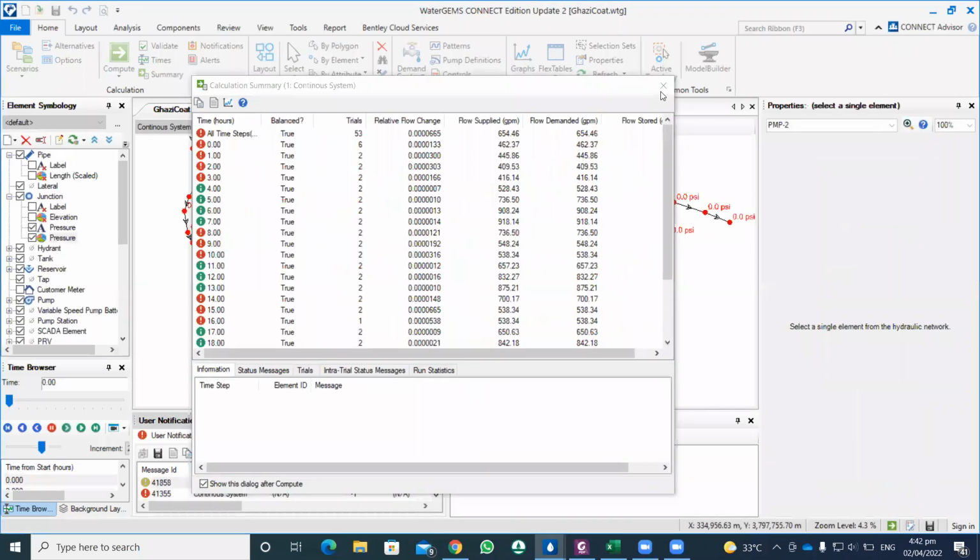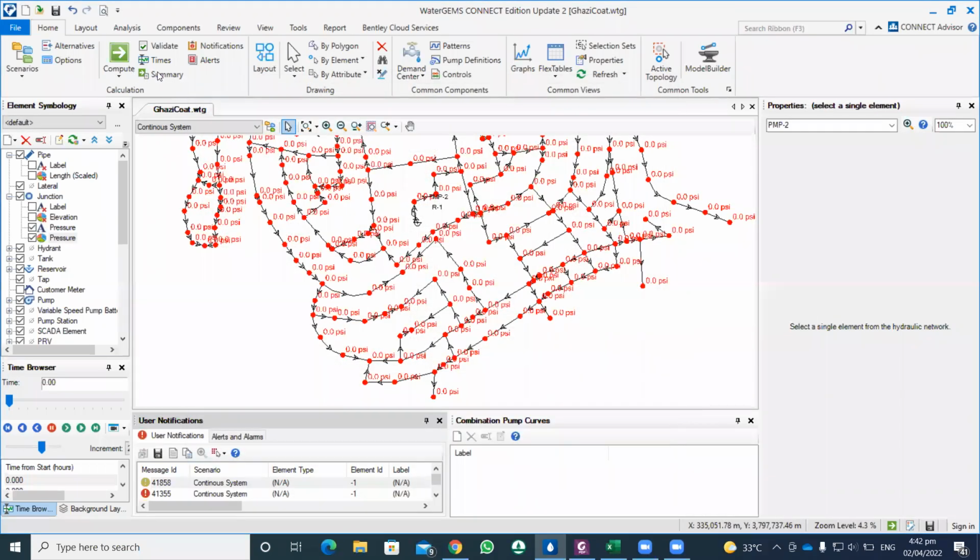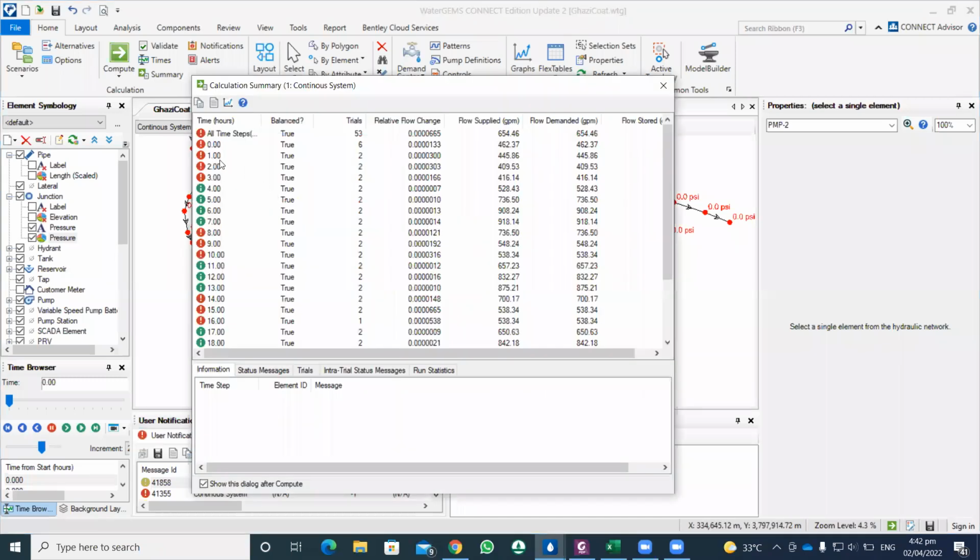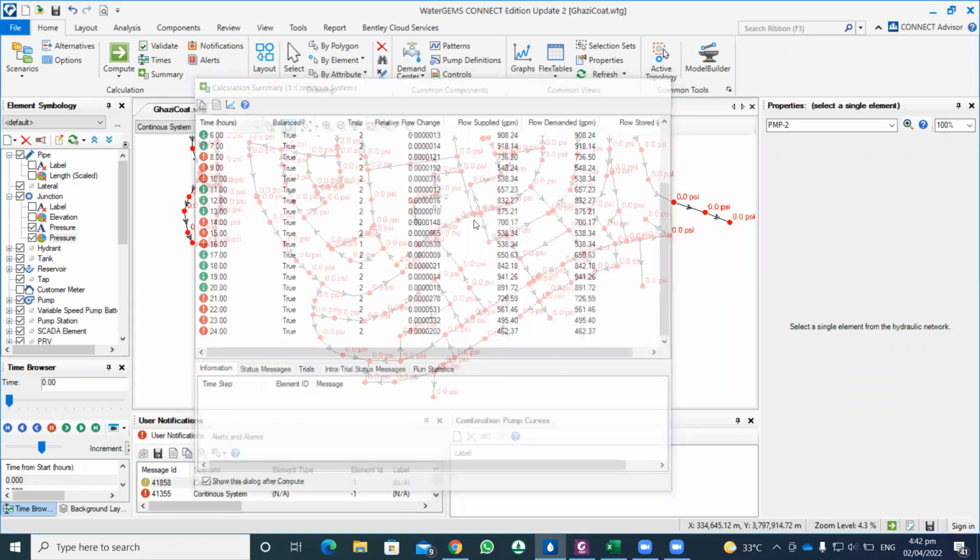So now you can observe, or you can also observe from the summary, that at the start of the simulation the pump is turned off, so water is not supplying to the system, and at 4 a.m. the pump turns on and provides water up to 7 a.m. and at 8 a.m. the pump again turns off, and then starts at 11 a.m. So in such a way you can design an intermittent water supply system.